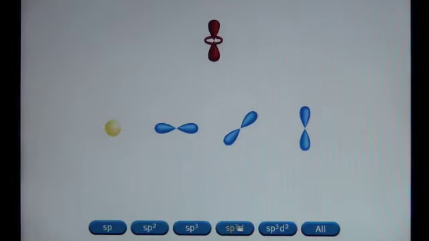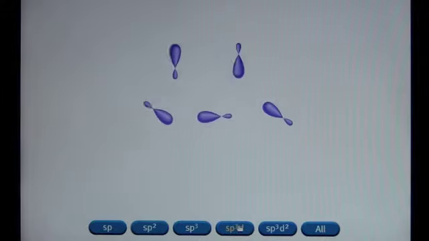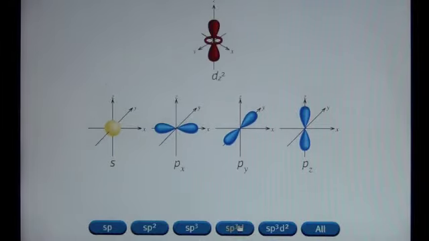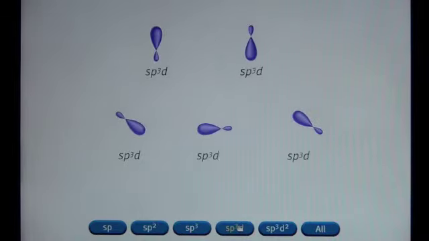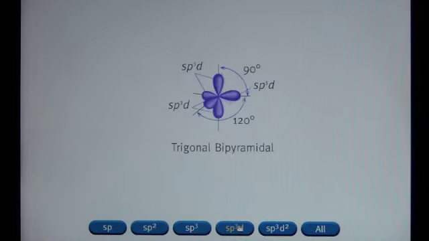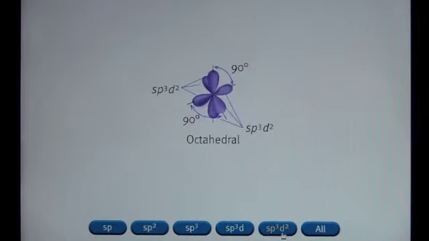So once again, you have to put in one s orbital, three p orbitals, and one d orbital. Let's make sure we see that again. It's one s orbital, three p orbitals, and one d orbital to make the five equivalent sp3d hybrids. What is the arrangement so that you can have five orbitals around a central atom? Well, three within a plane, 120 degrees apart, and then two above and below that plane at 90 degrees. So this would be your trigonal bipyramidal arrangement. This is for five areas of high electron density around a central atom.